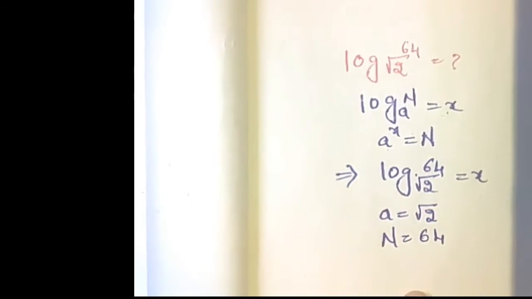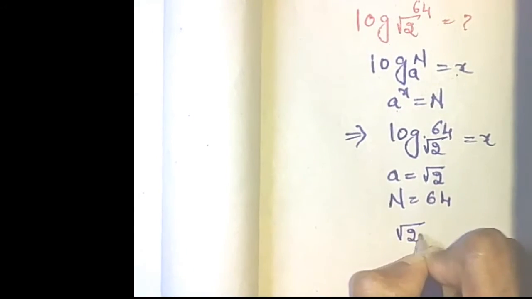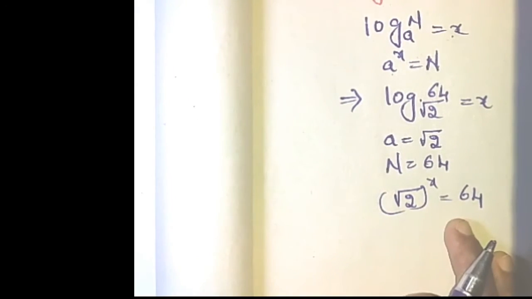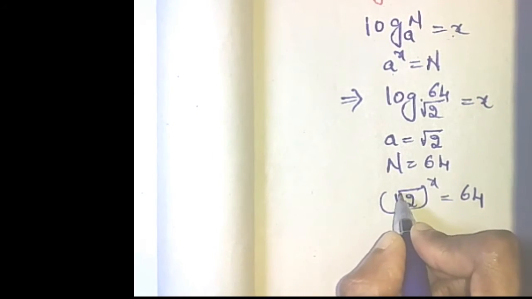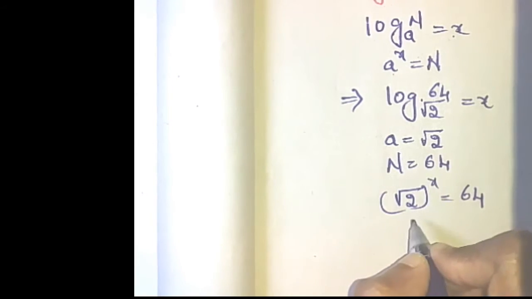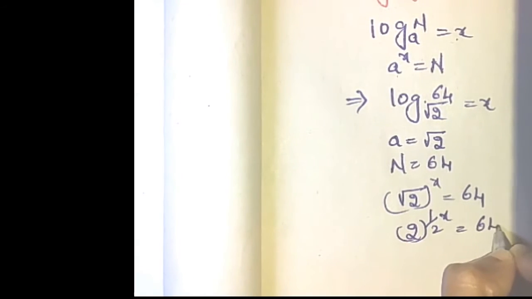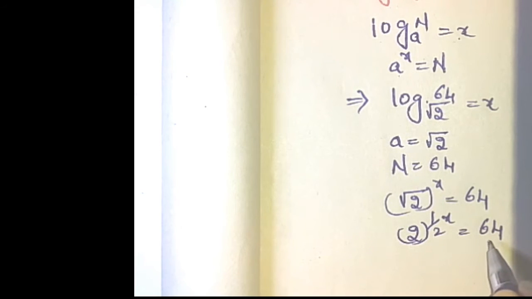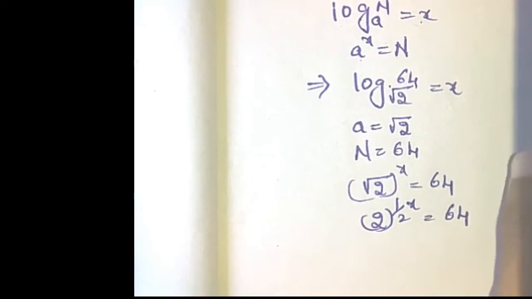So x will be x. Now a power x is equal to n, so root 2 power x is equal to 64. Now convert this root 2: if we remove the root, we get power 1 by 2, right? So 2 to the power of 1 by 2 into x is equal to 64. Now convert this 64 into the form of 2's. How to convert this 64?